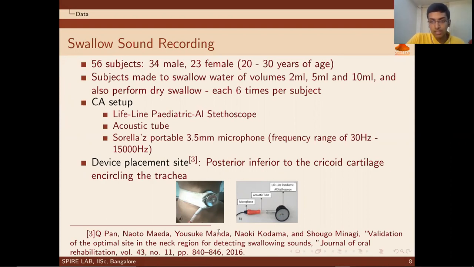This device consists of three components, namely a Lifeline pediatric AL stethoscope fixed over the cricoid cartilage encircling the trachea. The second component is an acoustic tube. The third component is a Sorellas portable microphone. This setup picks up sounds from the person, and PRAAT software was used to record these sounds.